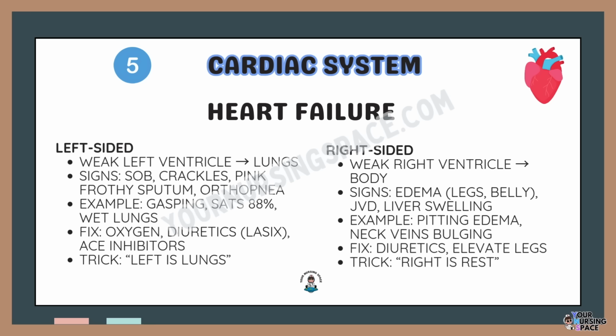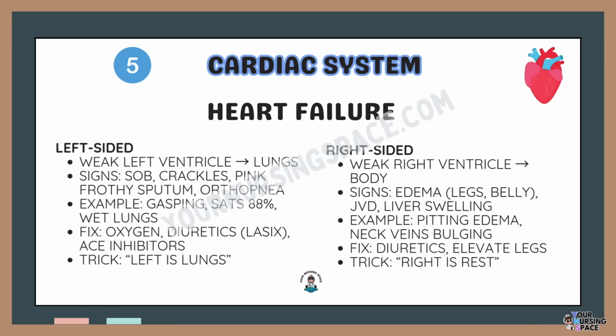On the other hand, right-sided heart failure occurs when the right ventricle struggles to pump blood forward, and consequently, blood pools back into the systemic circulation, affecting the body as a whole. This leads to noticeable swelling or edema, typically in the legs, ankles, and sometimes even the abdomen, where it's called ascites. You might also observe the jugular veins bulging, a condition referred to as jugular vein distension, or JVD, and the liver could become enlarged due to congestion.